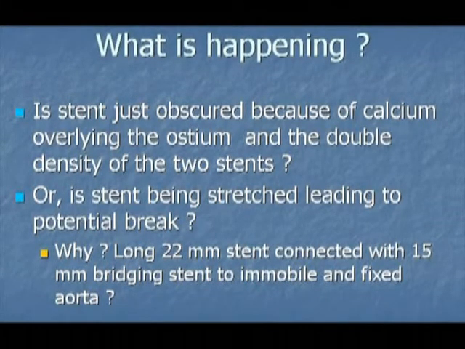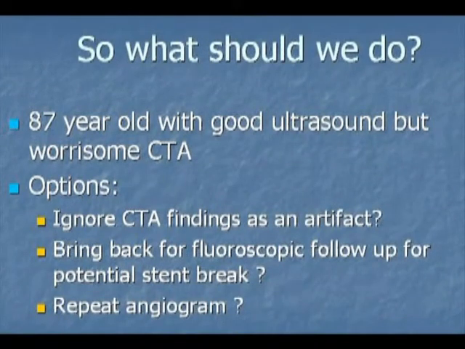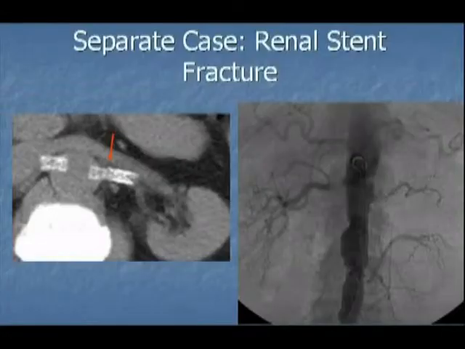Well, you've got the long 22 millimeter stent connected with a 15 millimeter bridging stent to a mobile and fixed aorta. And so, what should we do next? Again, this is an 87-year-old male who has good ultrasound velocities but a worrisome CTA. Some of the options would be to ignore the CTA finding as an artifact, or you could bring him back for fluoroscopic evaluation to see if there's a potential stent break, or finally consider a repeat angiogram, which would be awfully dramatic.